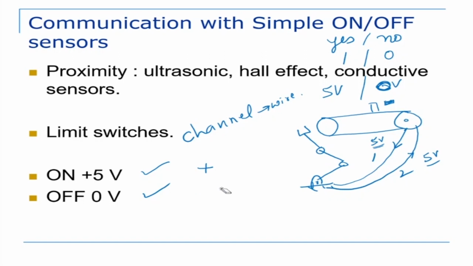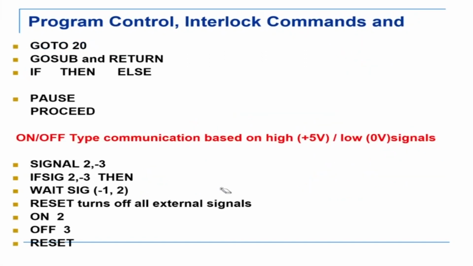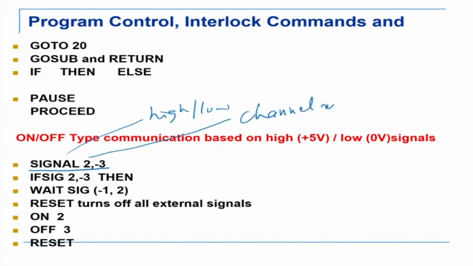Okay, so now let us look at this kind of communication. Let us look at the kind of signaling, or the syntax for the signals. So this is the syntax. It says signal 2, 3. Now signal, you understand the meaning of signal, it makes it high or low. So this is the high, low signal. This is the channel number, and plus and minus is high and low. Plus minus equals high or low.